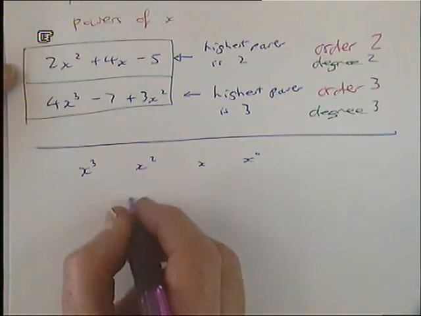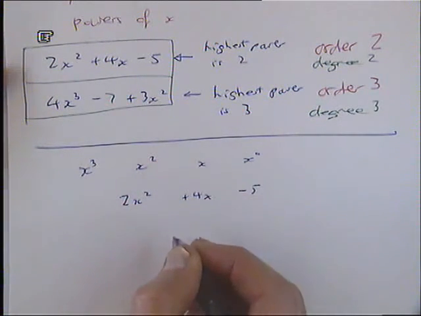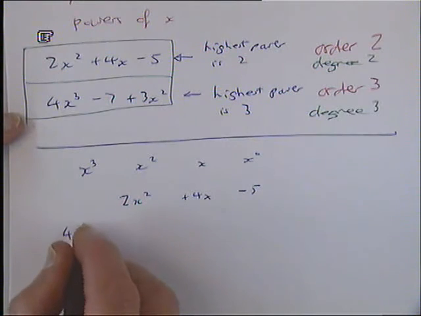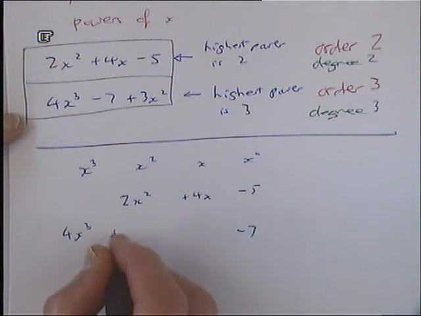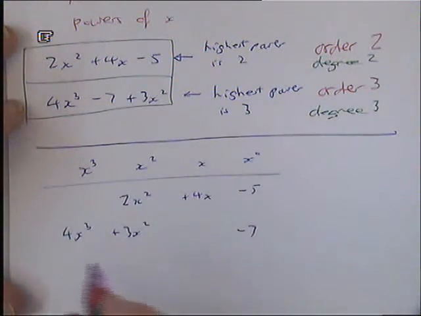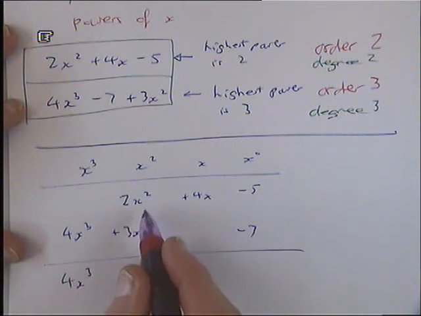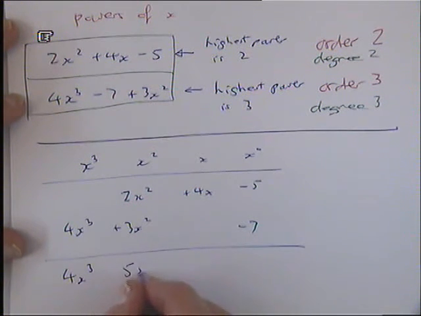So the first one you've got is 2x squared plus 4x minus 5. The next one you've got is 4x cubed minus 7 plus 3x squared. So that's like a heading column here, and you added up column by column. There's 4x cubed. 2x squared plus 3x squared is 5x squared. That's a positive one. There's a positive 4x, and over there there's a negative 12.